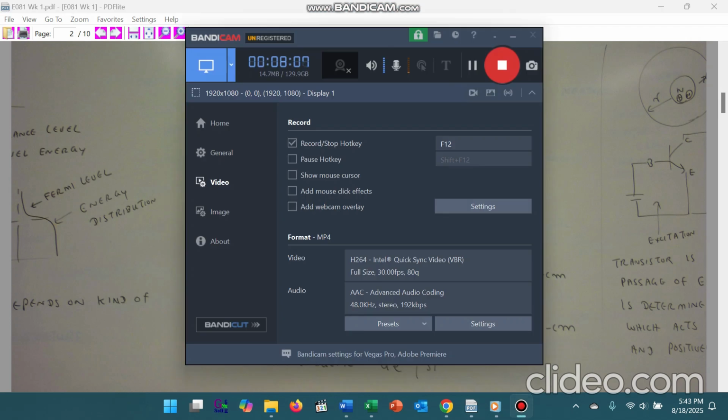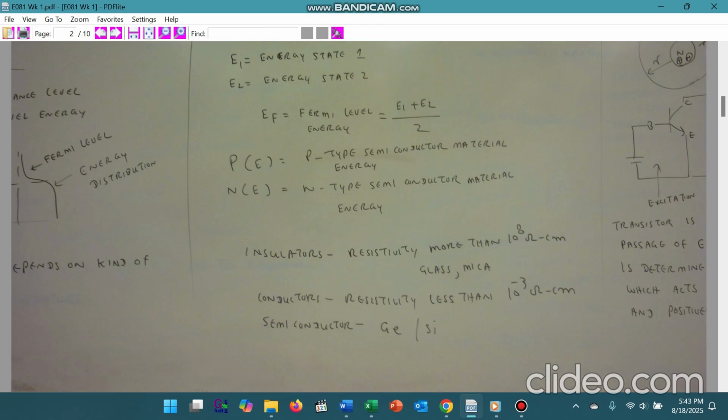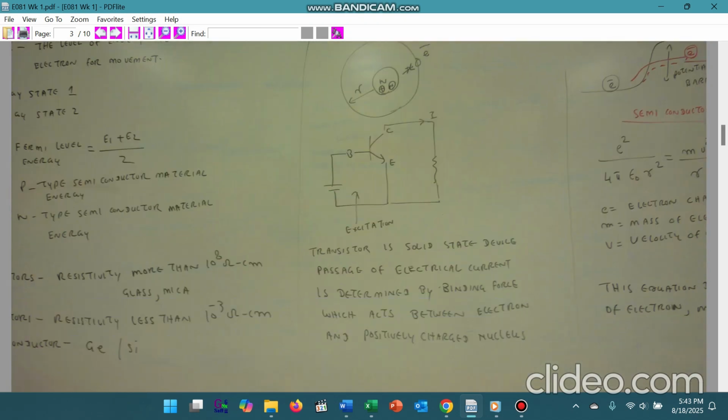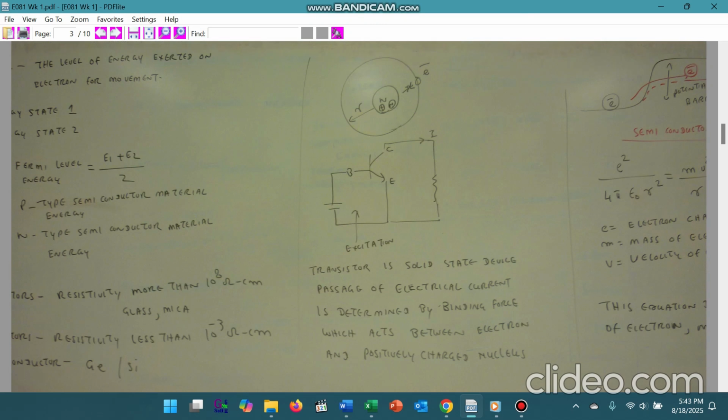So in this case, our silicon transistor is the solid state device. The passing of the current is determined by the binding force, which is between the positively charged nucleus and the electron. So this means that all the atoms are surrounding the nucleus, so they are also moving around the nucleus. That will be the nucleus here.